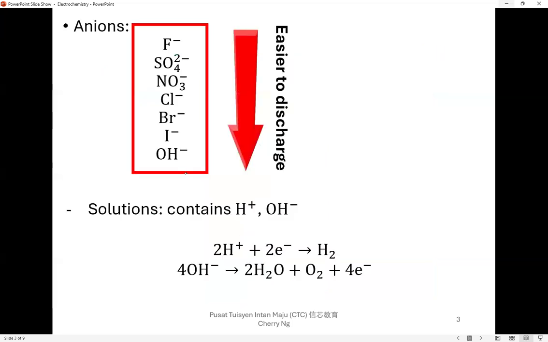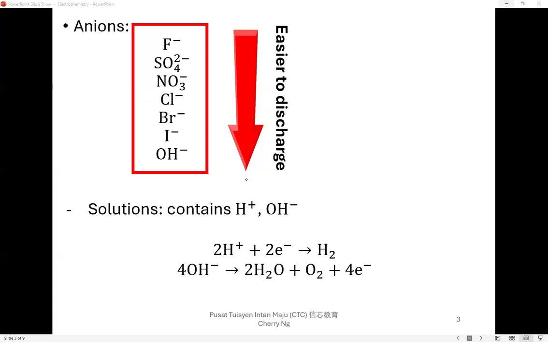And now we look at this one. Just now we talked about aqueous solution, which is H2O, and we know that it splits into hydrogen plus and hydroxide ion. I know that students always forget how to write the half equation for hydroxide, and this is the one. 4OH- produces 2H2O, 1 O2, and 4 electrons, where this is the half equation if we discharge the hydroxide ion.